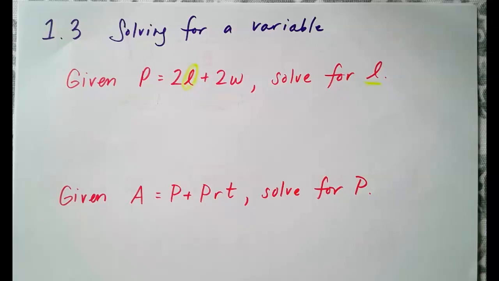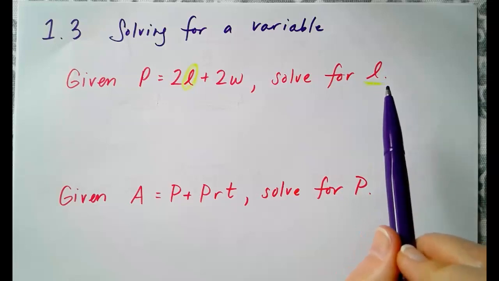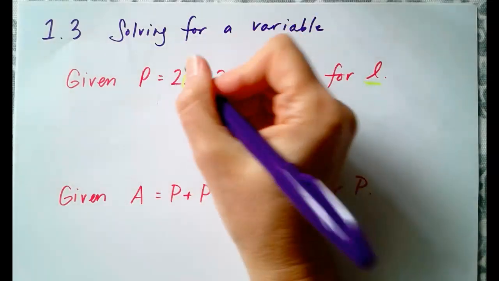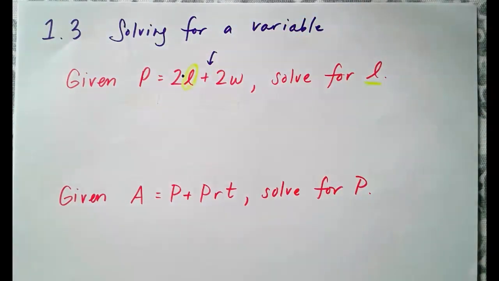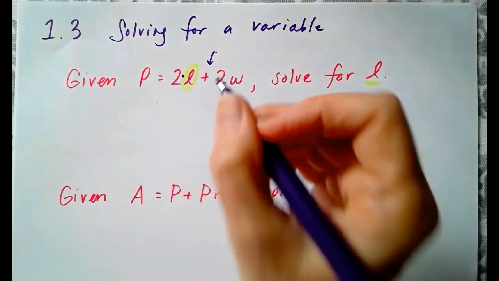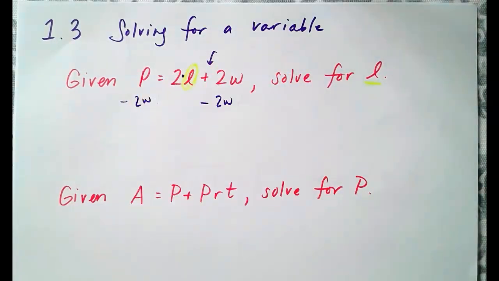So in this video, we're going to be solving for a variable. And sometimes it's necessary to use inverse operations to transform a formula or an equation for a distinct variable. In this case, we want to get the L by itself. So to do that, we need to undo a multiplication by 2, and we need to undo addition of 2w. So we're going to start by subtracting 2w from both sides.